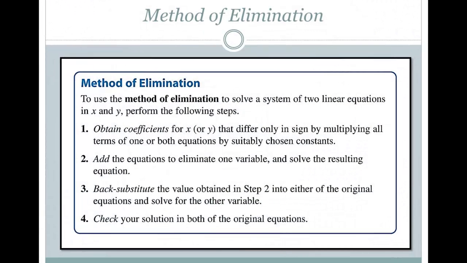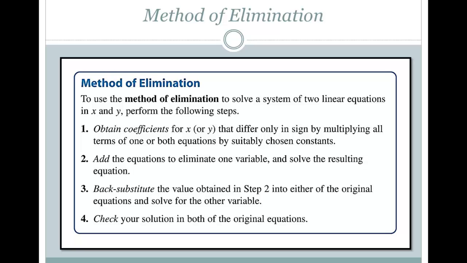Let's look at the elimination method of solving a system of 2 linear equations. Basically, what you want to do is obtain coefficients that differ only by sign, either for the x unknown or the y unknown. There are different ways to produce that. I have to multiply either one or both of the equations by some number to make that happen. But once I get the coefficients to differ only by sign, then I can add the 2 equations. That will eliminate one of the variables.